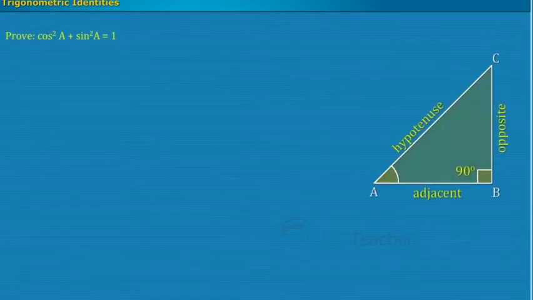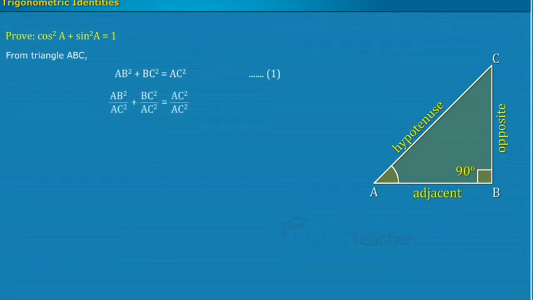Proof. Consider a triangle ABC with right angle at B. Here, the side AB is adjacent, BC is opposite side, and AC is the hypotenuse. From Pythagoras theorem, we have equation 1. Now, divide both sides of equation 1 with AC square as shown on screen.